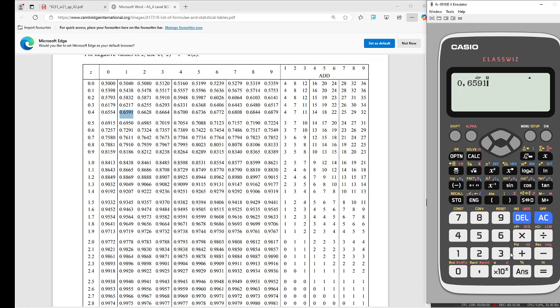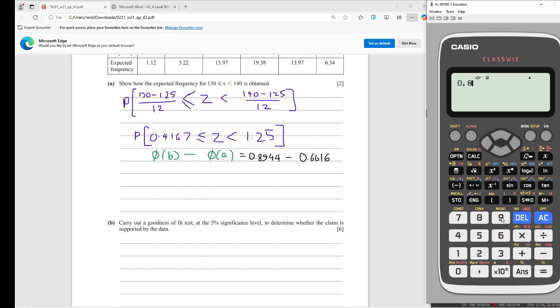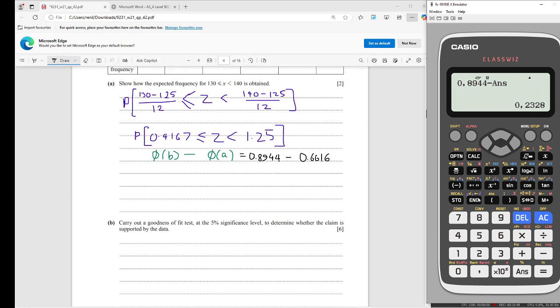So 0.6591 plus 0.0025, which is equal to 0.6616. So that's our value right there. Okay, and let's perform the subtraction right here. 944 minus our answer, which is equal to 0.2328.